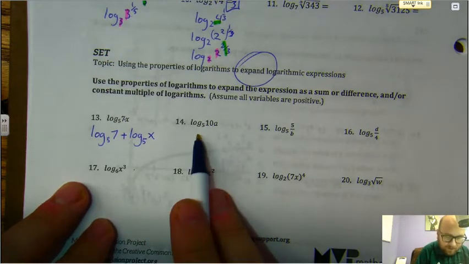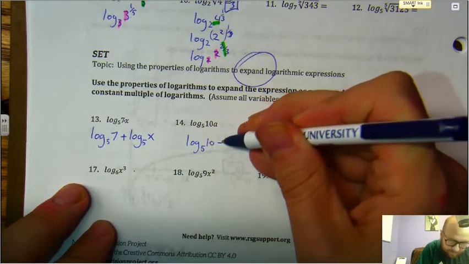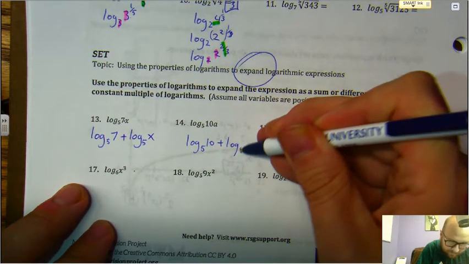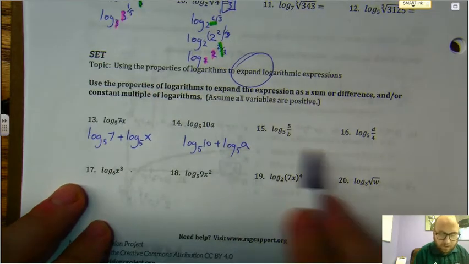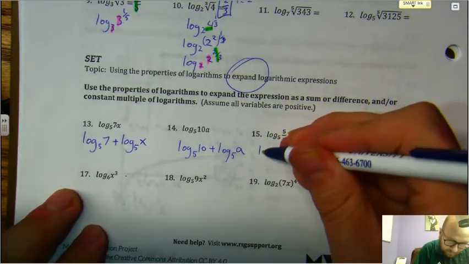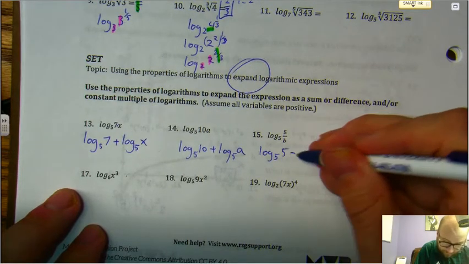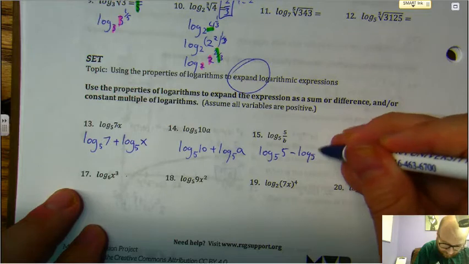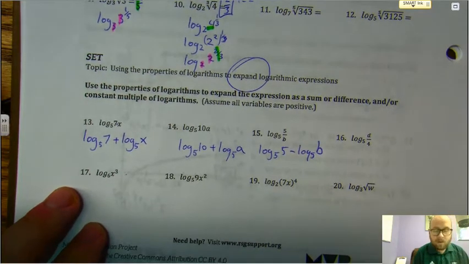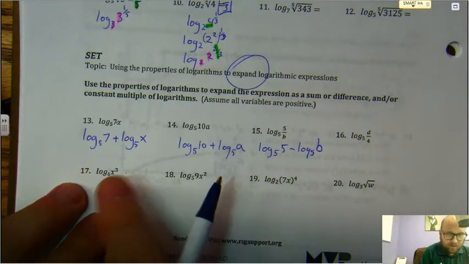And so the same thing here. This is going to be log base 5 of 10 plus log base 5 of a. And then when we look at division, it was subtraction. So this is going to be log base 5 of 5 minus log base 5 of b. But it'll get a little bit more complicated with ones like 17, right?